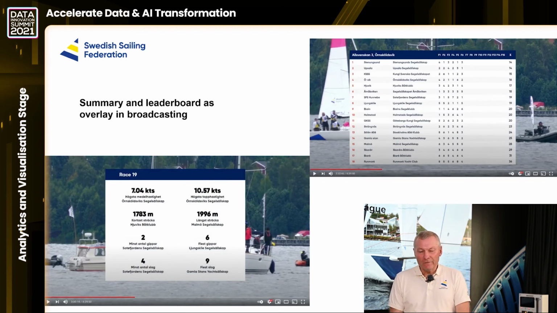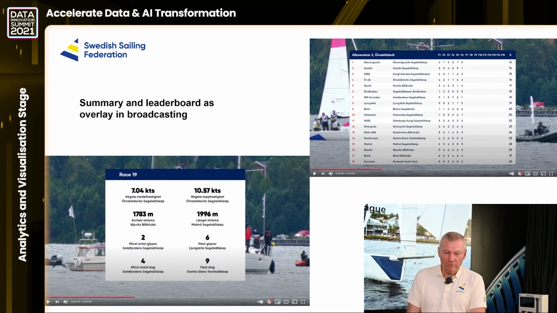We can get other information also from the system, of course. We have summaries of the speed and distances and all that we can present for the viewers between races, and the leaderboard, of course, and other things. So that is a way of keeping the interest up for the spectators during the whole day when we have several races.